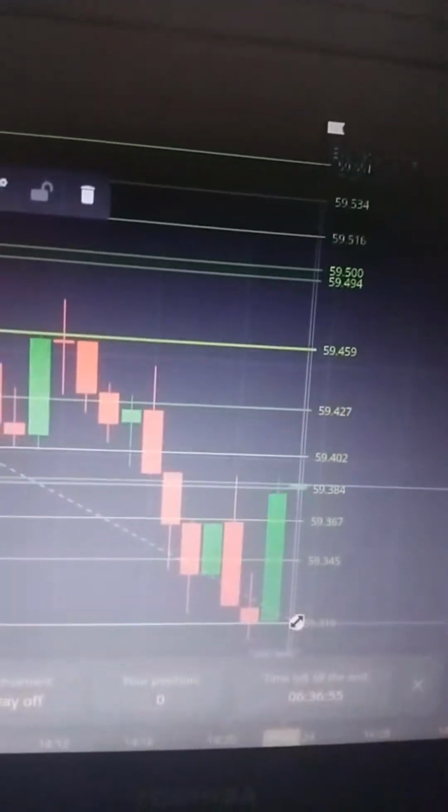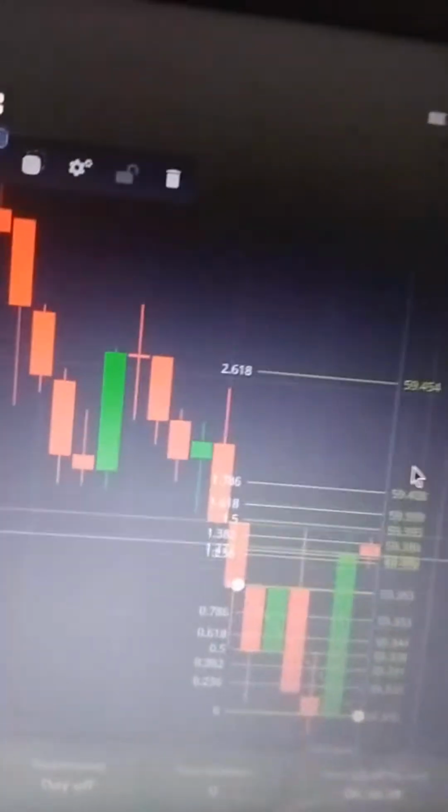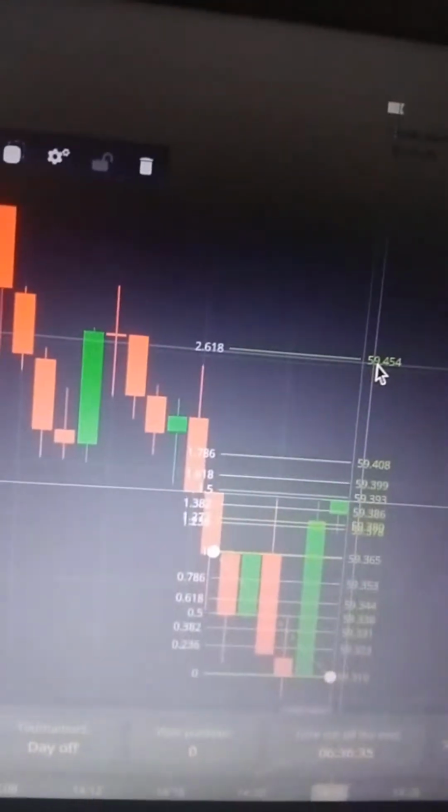Since price is pumping to the upside, we will be drawing and projecting our Fibonacci like this. So our TP2 will be up there. So you can see where price is trying to reach.